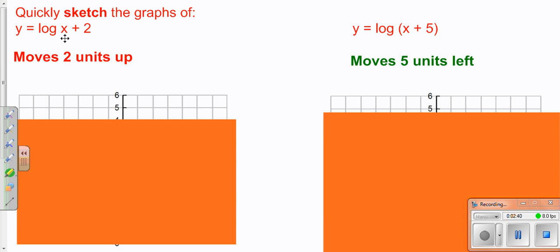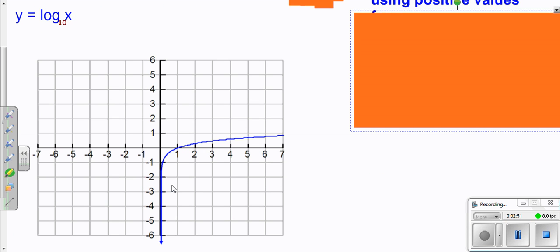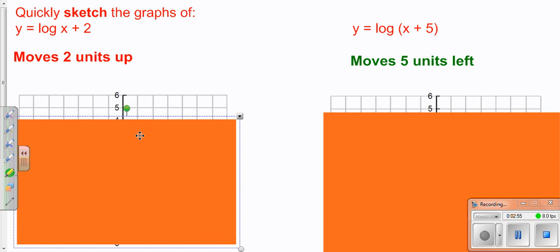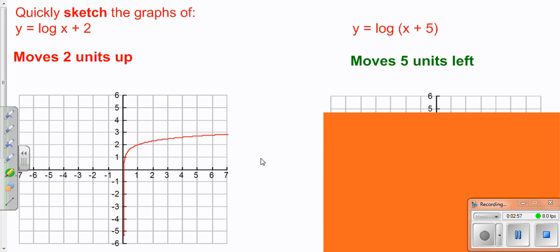So you got to think, okay, if I have a plus 2 afterwards, what's that going to do to my graph? Well, remember in graphing, you should realize that that's going to move everything up 2. So that's going to take our graph that we had here and move everything 2 units straight up. When I do that, that ends up giving me this graph right here.